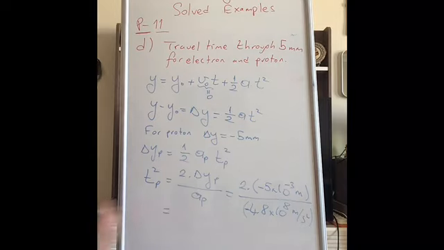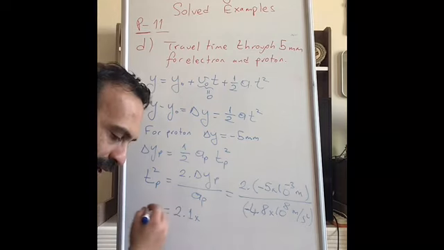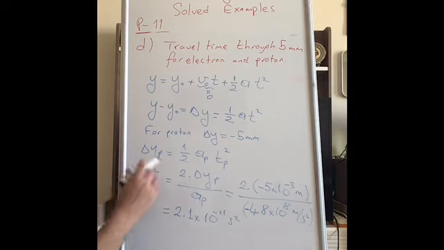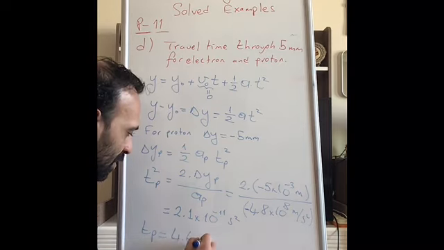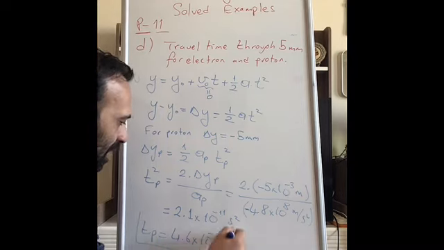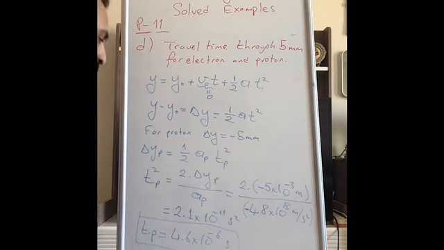From here, if we calculate, we can find it's going to be about 2.1 times 10 to the minus 11 seconds squared. For the travel time, we need to take the square root of it. So the travel time of the proton will be about 4.6 times 10 to the minus 6 seconds. So this is the travel time of the proton. Alright, so this is the answer for part D.